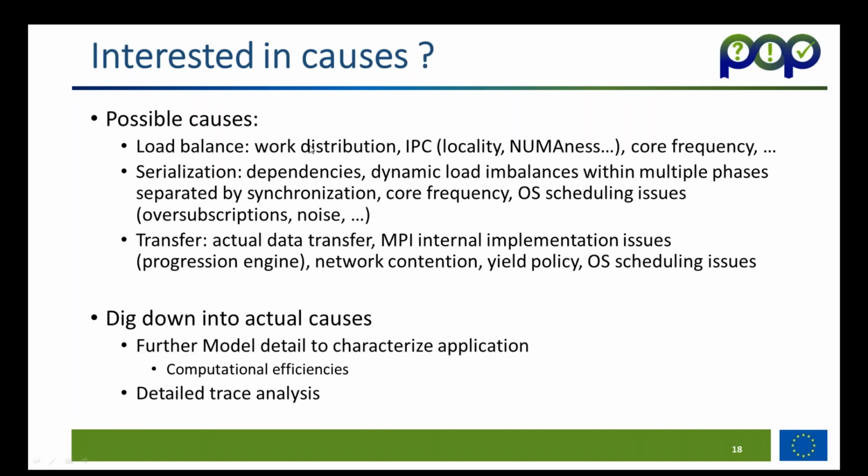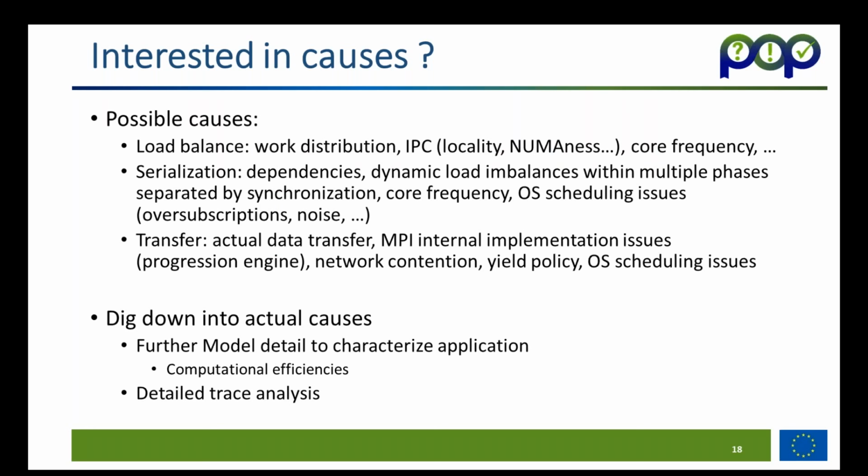Load imbalance can be due to actual bad imbalance of work, bad partitioning of work, but it can also happen in situations where the amount of work is well partitioned in terms of instructions, but the locality is different in different MPI processes, or there are NUMA effects, or there are core frequencies that are different on different processors, and this actually results in externally observed load imbalances. Similarly happens for the other metrics.